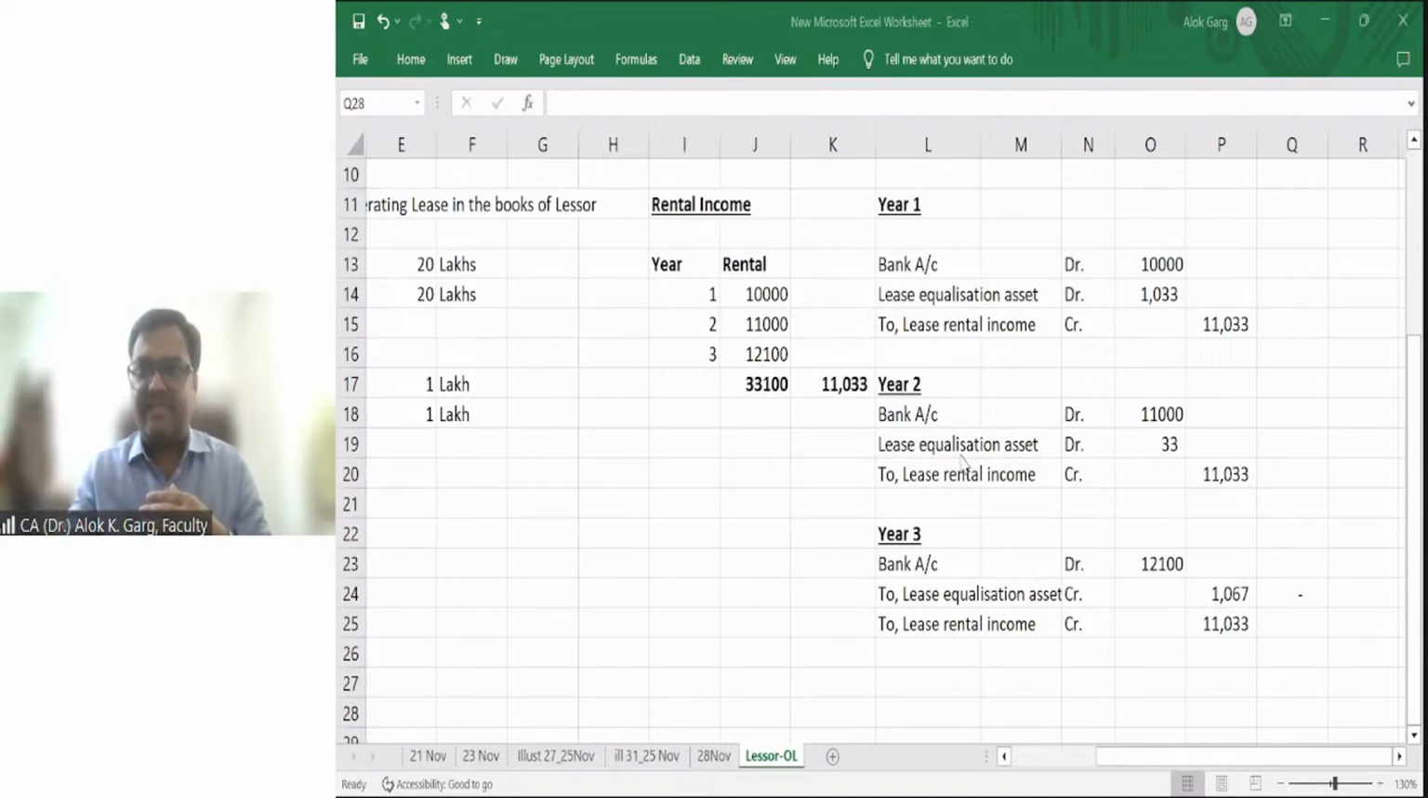In case of escalation, sir, what would have happened if escalation would not have been there? Then every year it is 10,000 only. What is the accounting? Bank account debit to lease rental account.